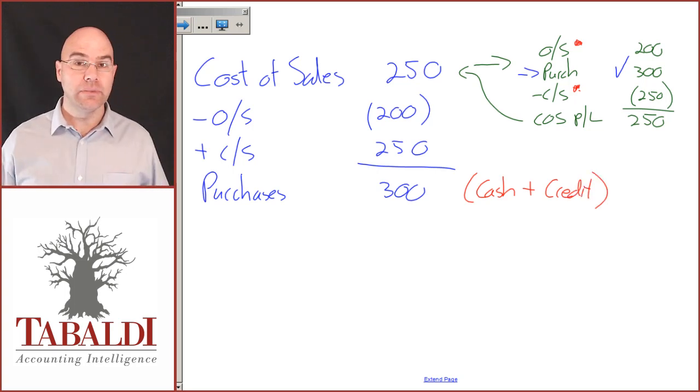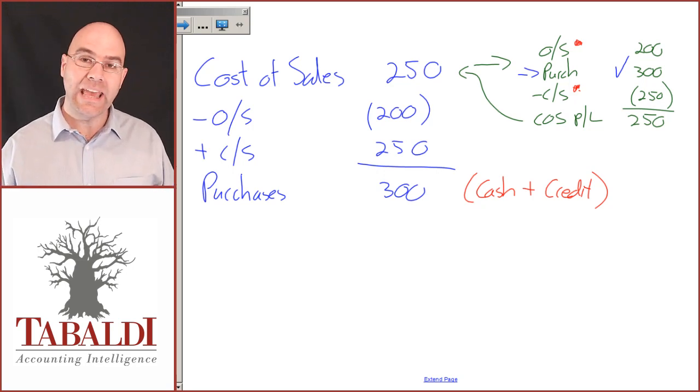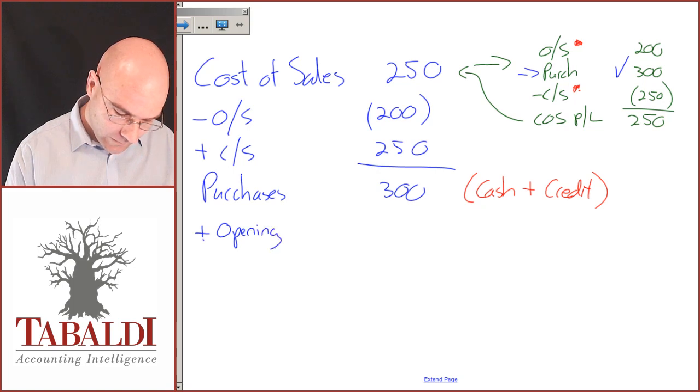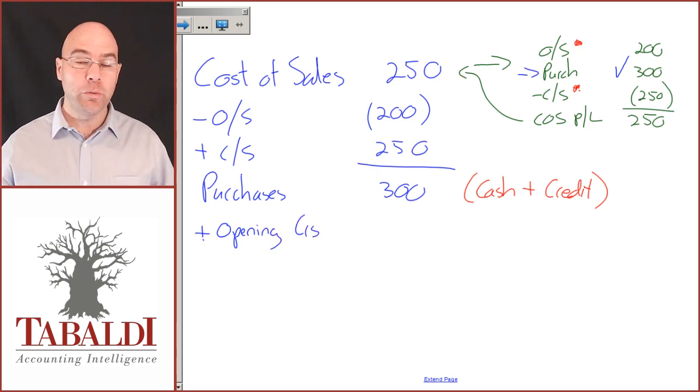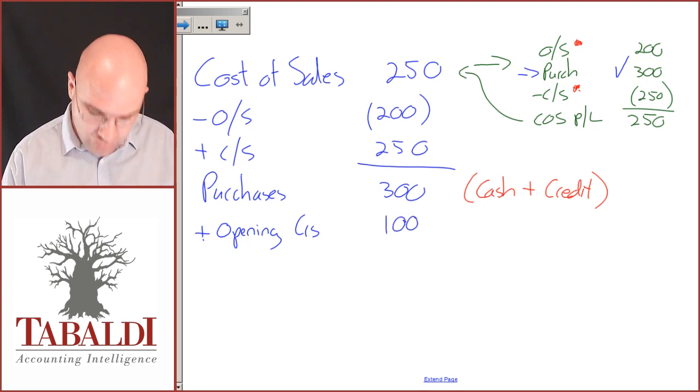So what do I need to do? Now I must adjust my creditors, my trade payables, to see how much was the cash flow from the current year. So here I'm going to add the opening creditors. And we can assume those opening creditors were paid in the current year. Let's pretend that figure is 100 Rand.